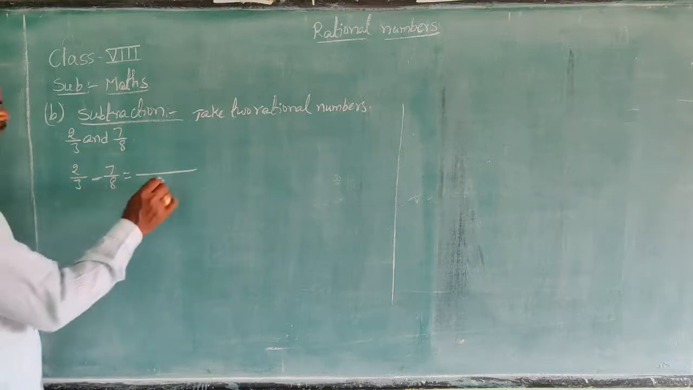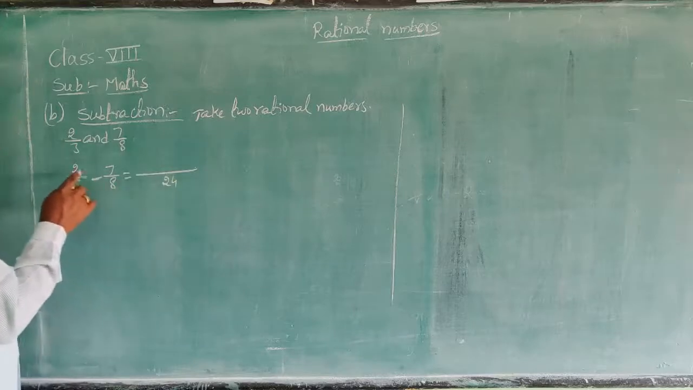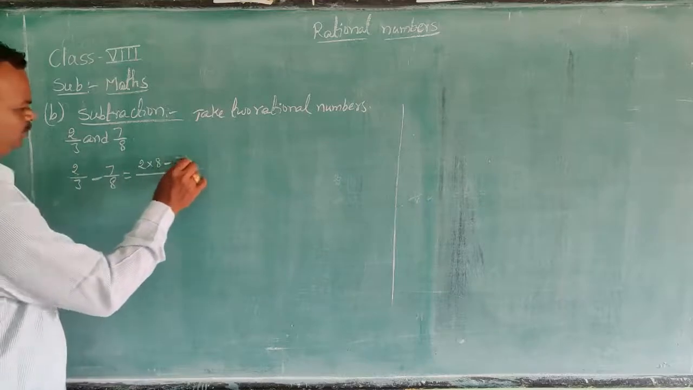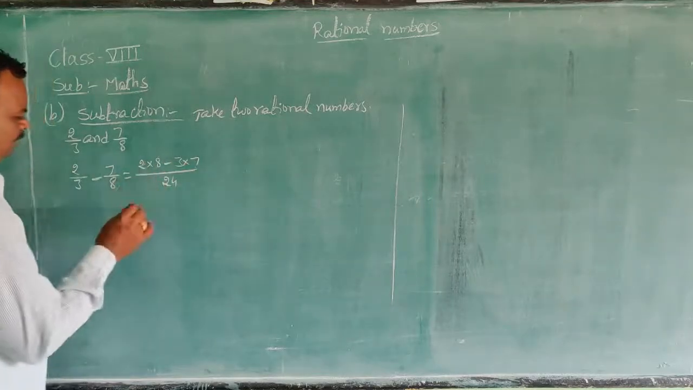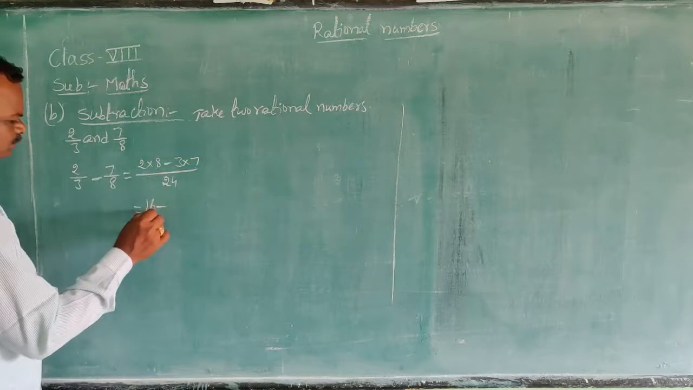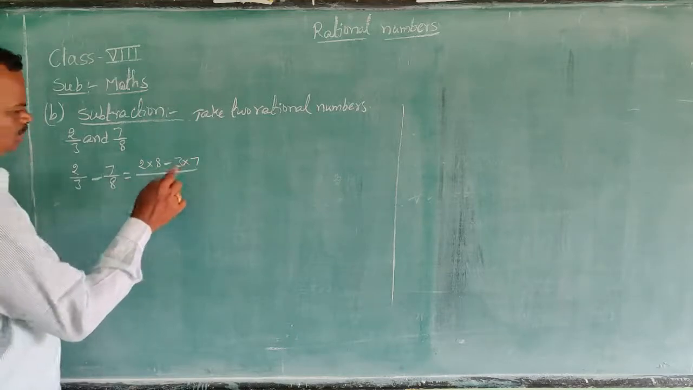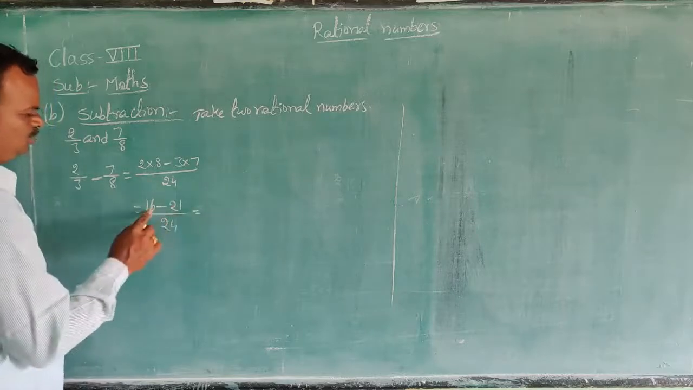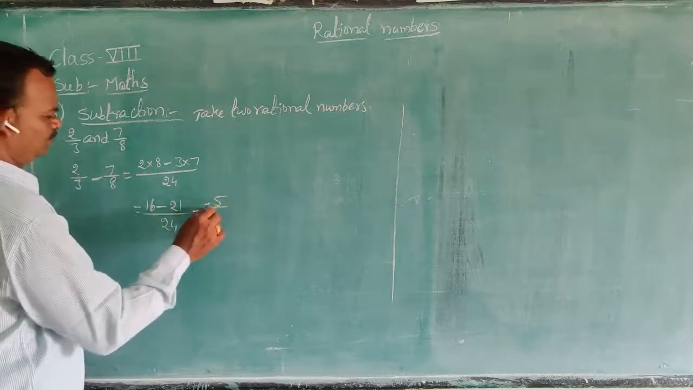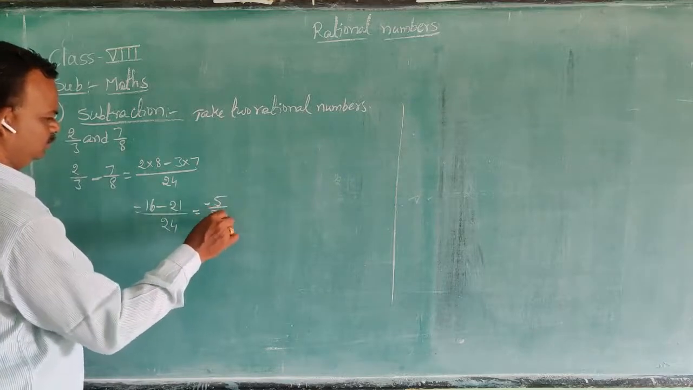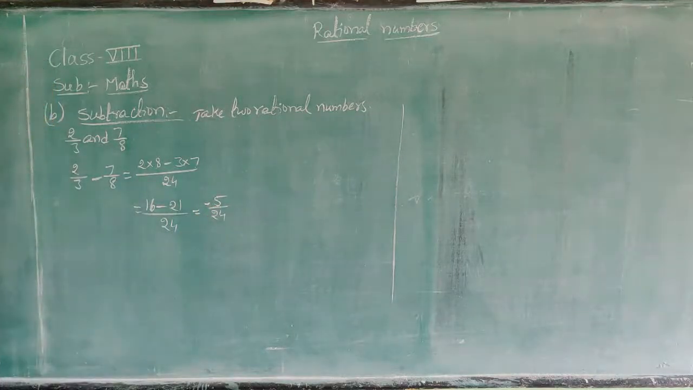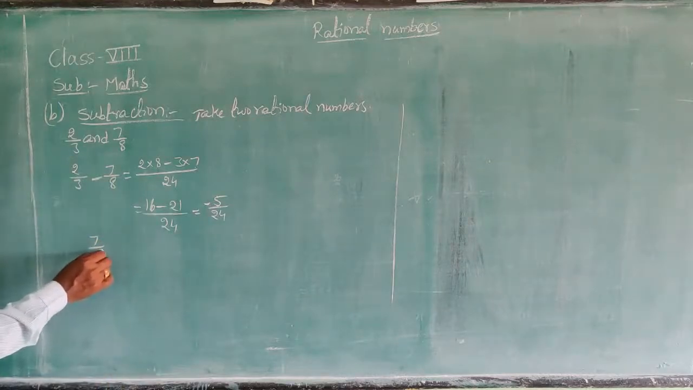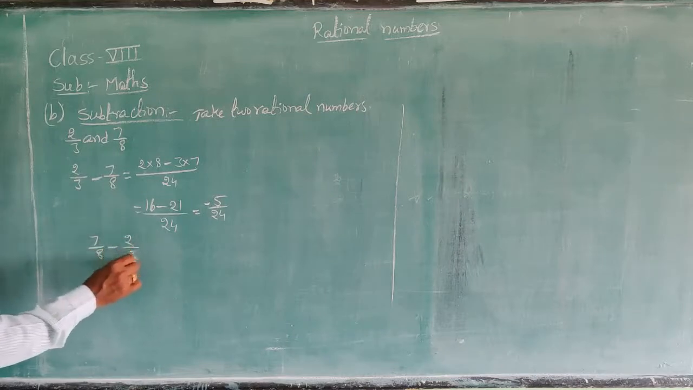8 3s are 24, here 2 into 8, minus 3 into 7, that is 16 minus 21 by 24, that is equal to 16 minus 21, minus 5 by 24. Minus 5 by 24. And the next one is changing the order, 7 by 8 minus 2 by 3.